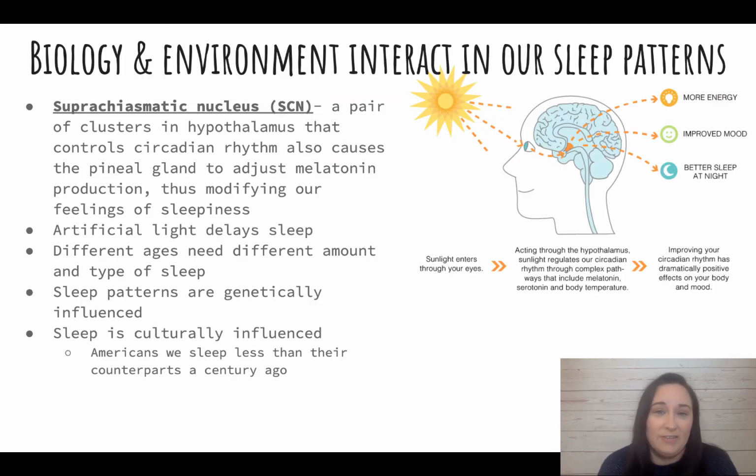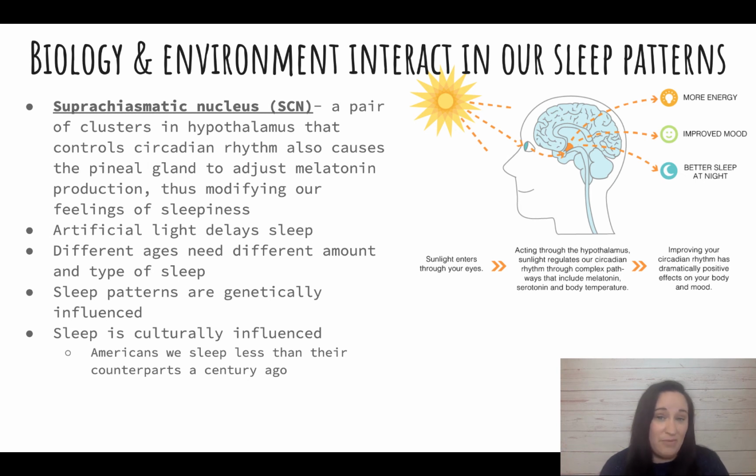So our sleep patterns are not just by sunlight, they're not just by when we decide, they're both nature and nurture. There is something called the suprachiasmatic nucleus, actually the nuclei, because there are two of them. They are clusters in the hypothalamus that control our circadian rhythm. So when we're talking about that circadian rhythm, that pattern, we're talking about the suprachiasmatic nuclei controlling that, adjusting our melatonin production according to that day-night cycle.